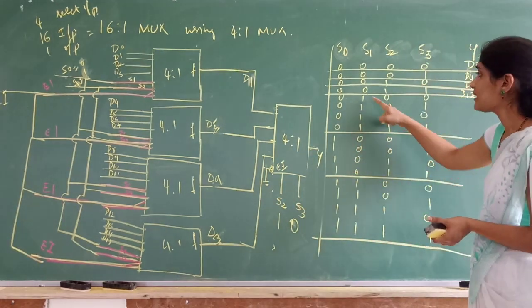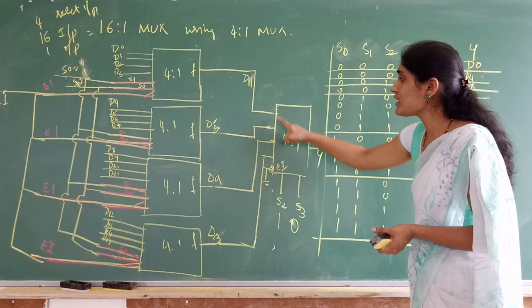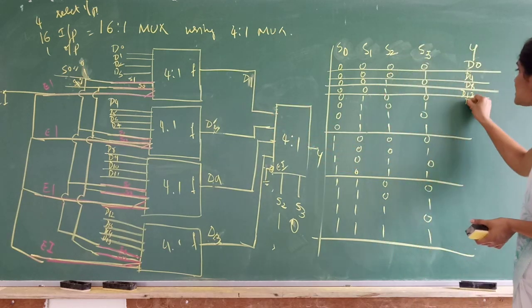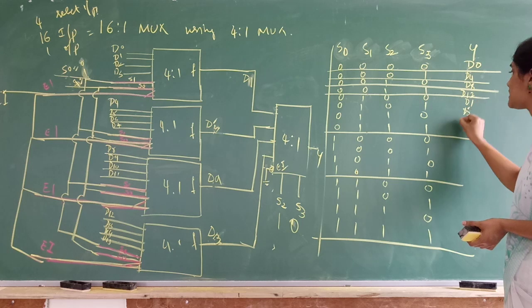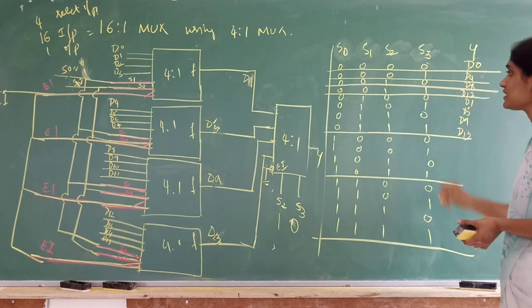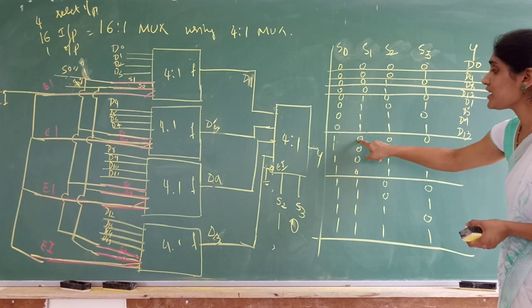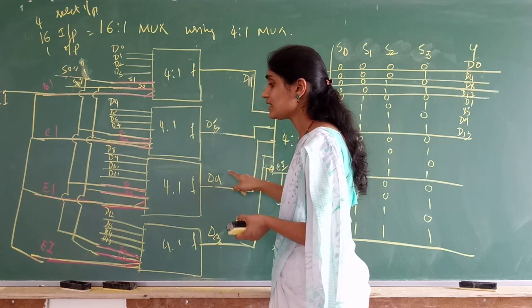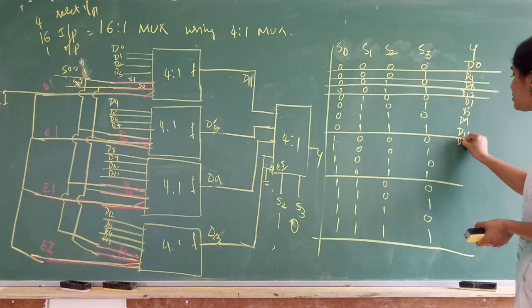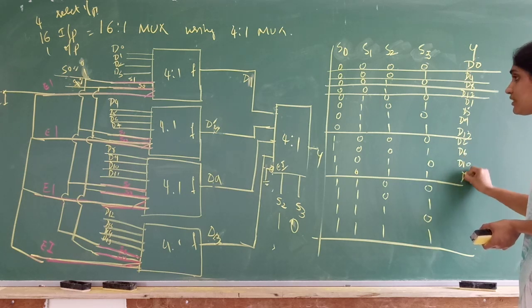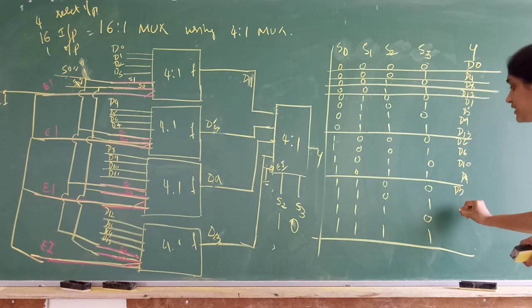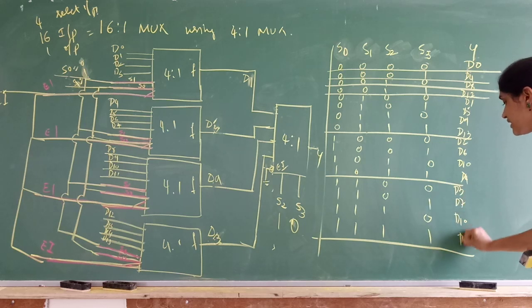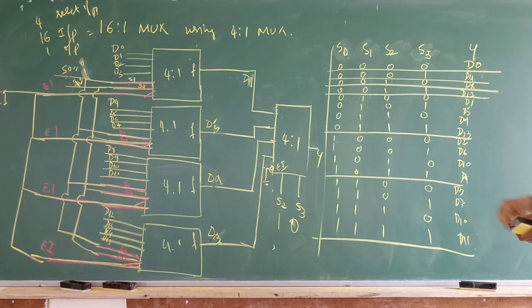Now what is S2, S3? 0, 0. What is the output you get? D1. Next it is D5. Next D9. Next D13. For the next condition, S0, S1 is 1, 0. So here you get D2, D6, D10, D14. Last case it is D3, D7, D11, D15. So depending on 4 select inputs, 1 input is selected out of 16 input lines.